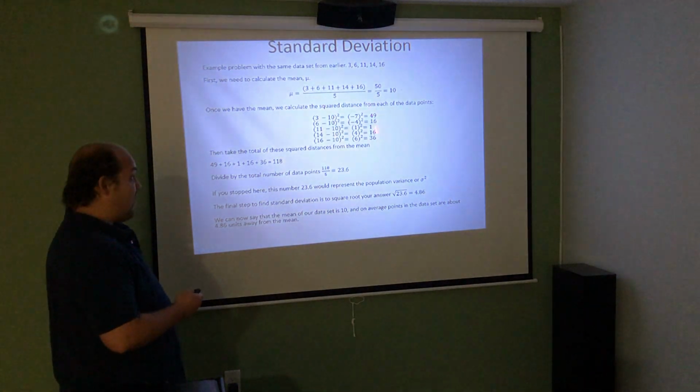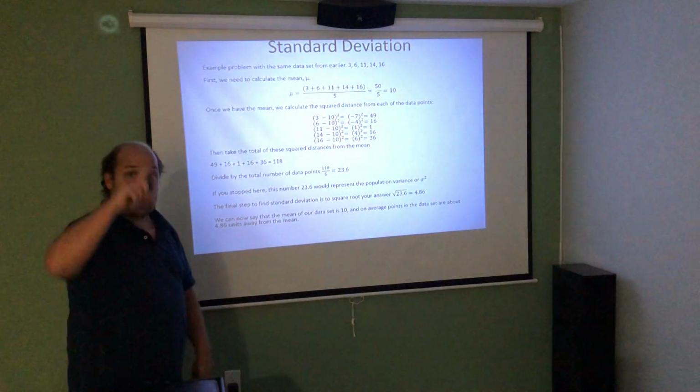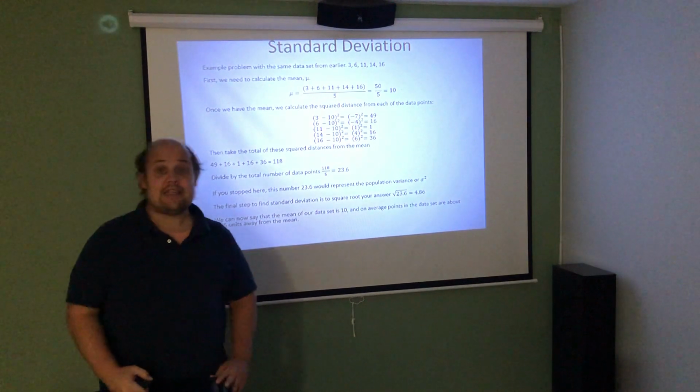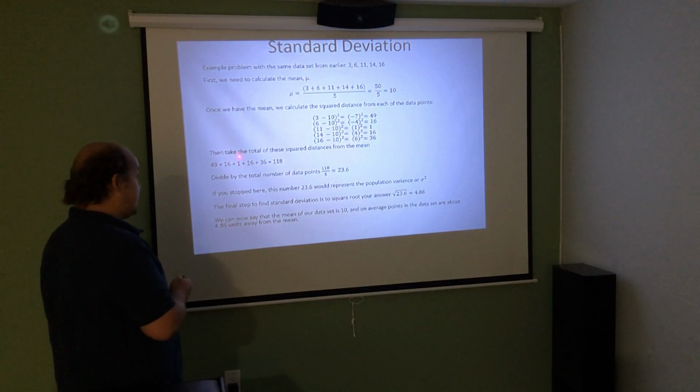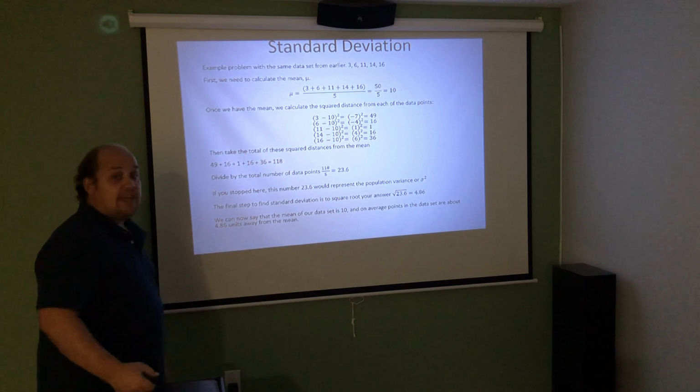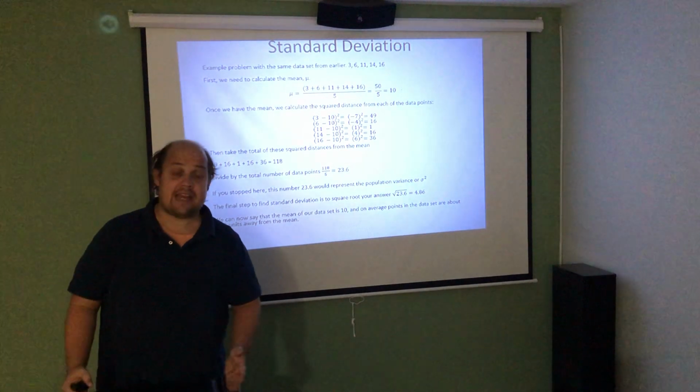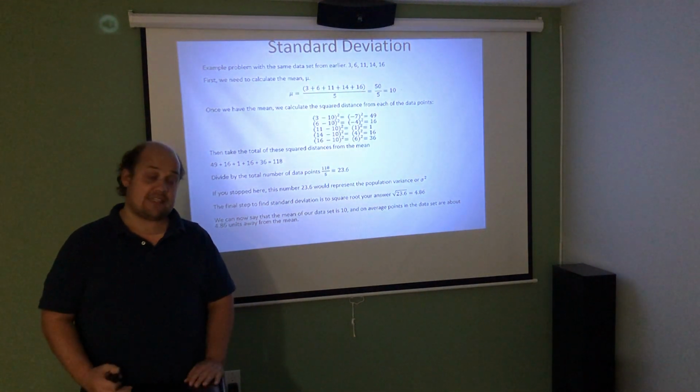Once I have these 5 answers, the next step is that outer summation symbol that tells me to add them all together. So I do that. 49 plus 16 plus 1 plus 16 plus 36 gets me to 118. 118 is the sum of all the squared distances.